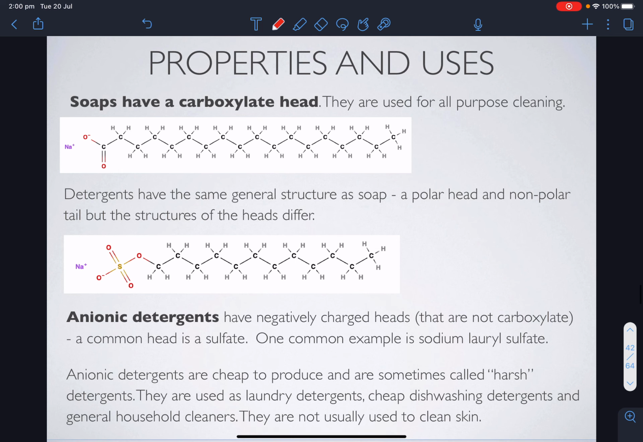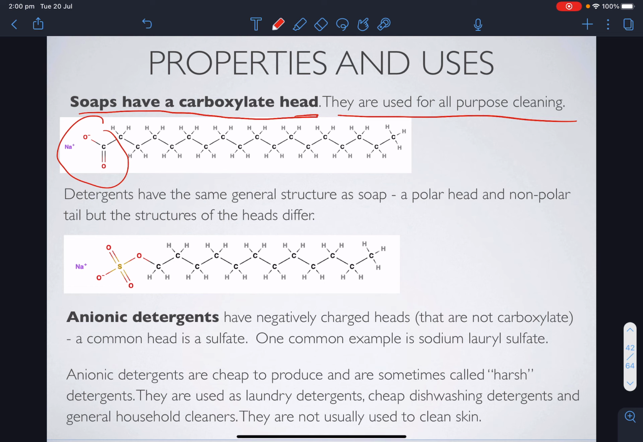Okay, properties and uses of different soaps and also introducing detergents. So as I said before, put it in bold here, soaps have a carboxylate head, or like a carboxylic acid with its hydrogen swapped out. Okay, good for all-purpose cleaning.